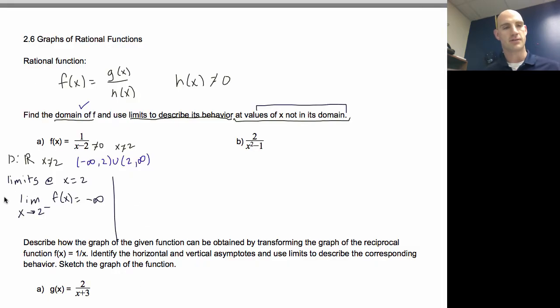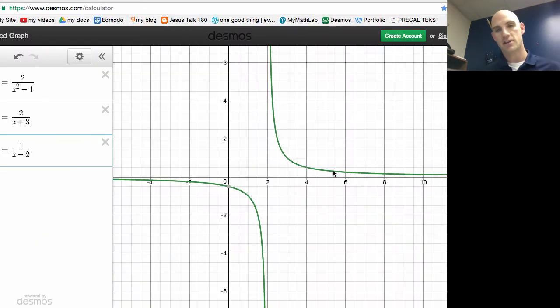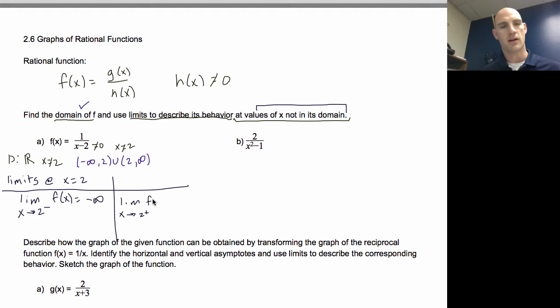The other half, so that's one limit. My other limit is as x approaches 2 from the positive side. Check it out. As it approaches 2 from the positive side, where's it going? Well, the limit of f of x would be equal to infinity. Okay, so that's describing the behavior at the values of x not in its domain. 2 is not in its domain, but we discussed those limits there.